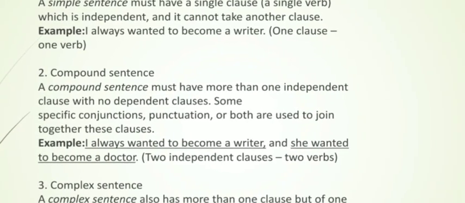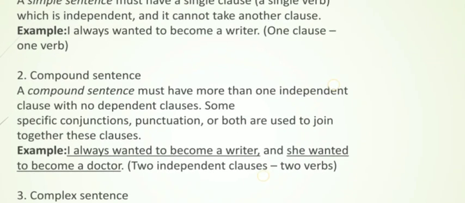Now next one is compound sentences. Compound sentences are the ones which have more than one independent clause and no dependent clause. So you can have two or three independent clauses. Independent clauses, alag alag clauses, jo khud mein independent hai, main hai, aur unko joda jaye, then they combine to form compound sentences. See here the example. I always wanted to become a writer. This is my feeling and it is independent of any other feeling. And she wanted to become a doctor. Now, her feeling. Dono independent hai. I wanted to become a writer, my feeling. Independent. She wanted to become a doctor. This is also independent of anything else. So, two independent clauses are there. See, two verbs are there and two independent clauses are there. So, here when they have two independent clauses, they are compound sentences.